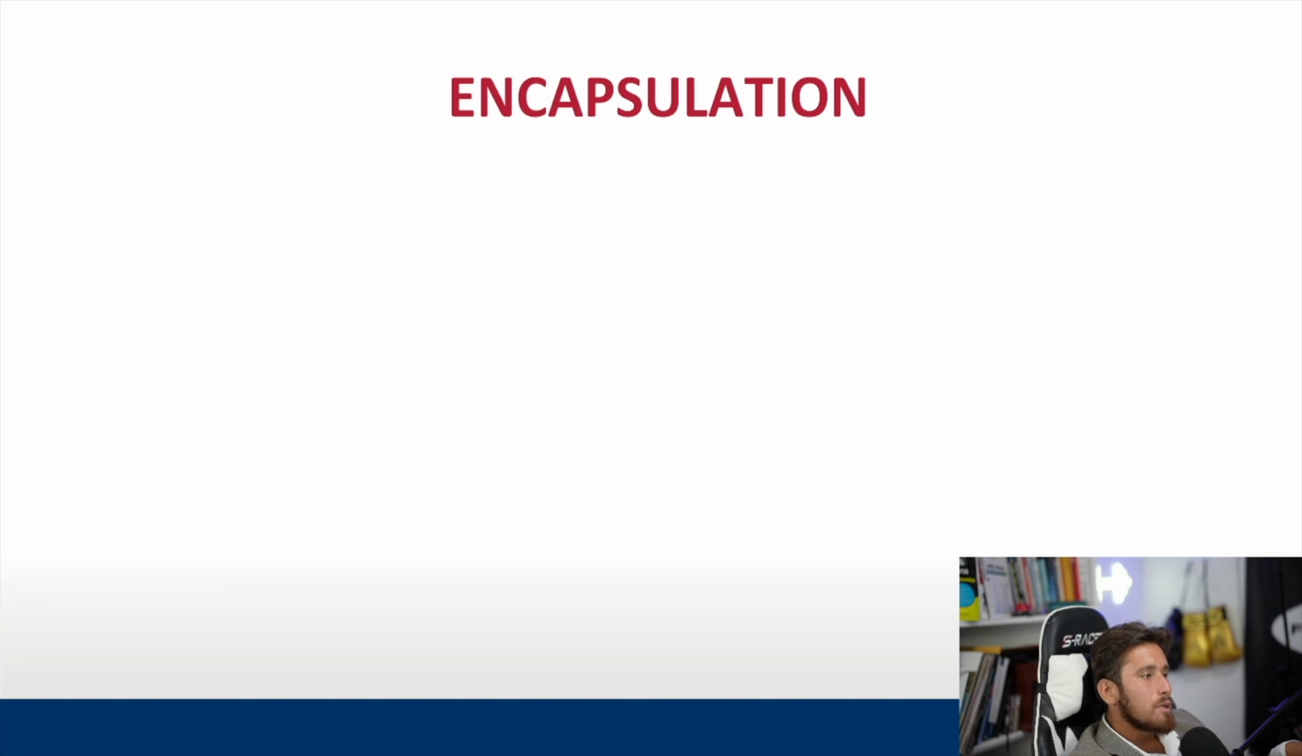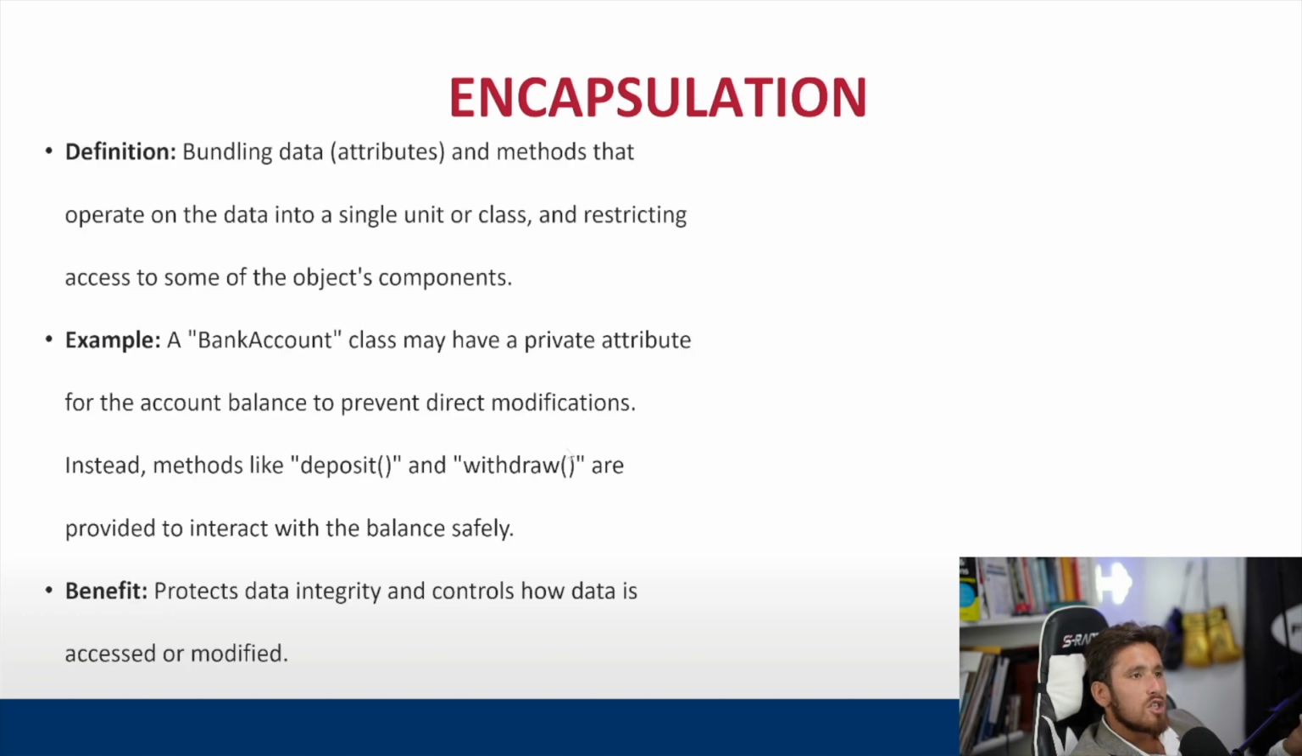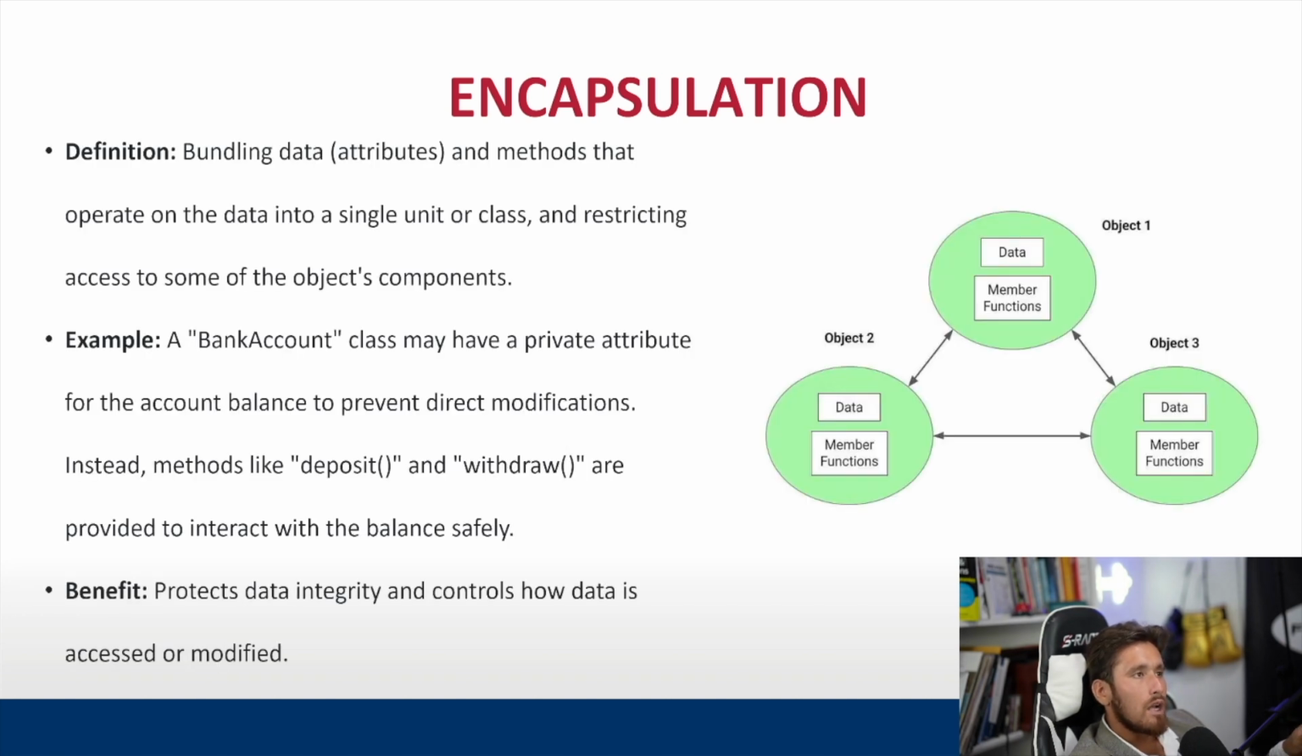Next is going to be encapsulation. So encapsulation allows us to have some sort of data maintenance and data governance over the stuff that we're feeding that specific block of code. So it allows us to bundle our data in attributes and methods that will operate in a single class or unit, and it will restrict some of these attributes or methods if we tell it to be restricted.